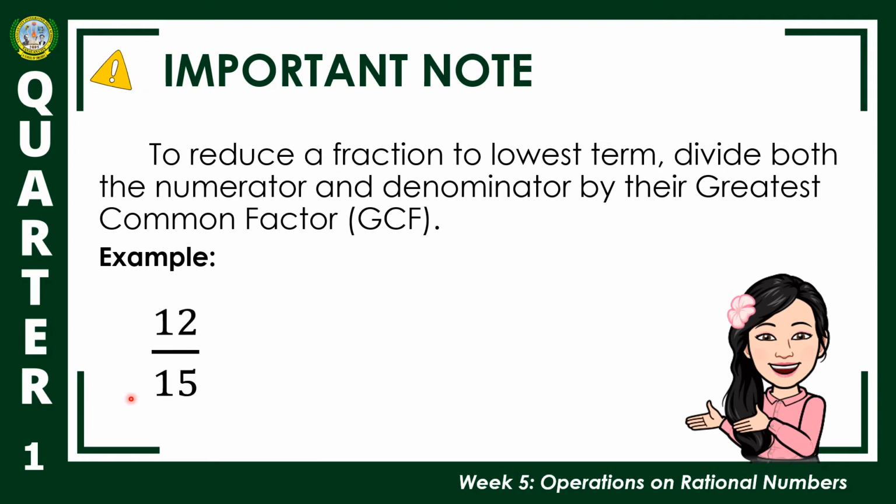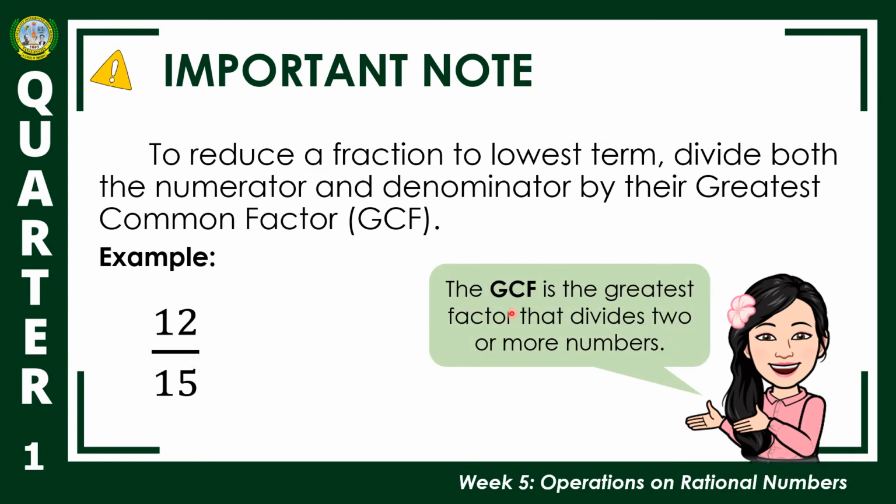Example po, so when we want to reduce this fraction or 12 over 15 into its lowest term, so we have to find first the GCF. Okay? So remember, the GCF is the greatest factor that divides two or more numbers. So hanapin natin ngayon yung mga factors ng 12 and 15 and determine which is the greatest. Okay? So, the greatest common factor of 12 and 15 is 3. Ano po? So, ang mga factors po ng 12 ay, so, para lang po, ma-refresh kayo sa GCF.